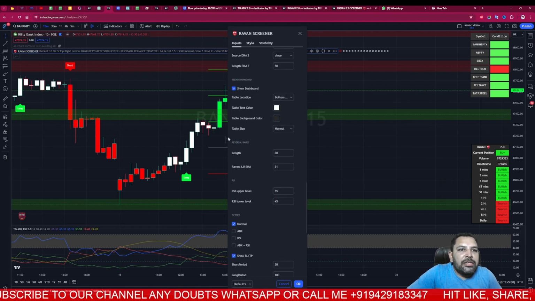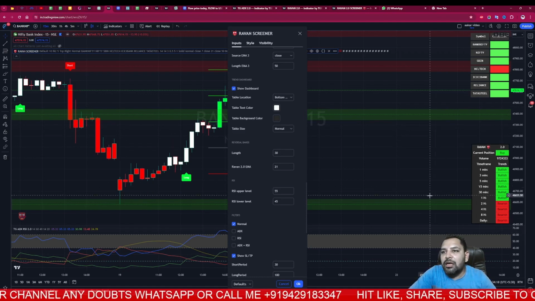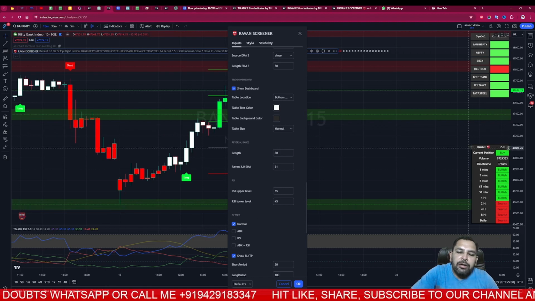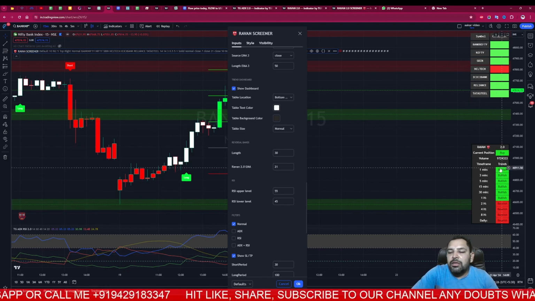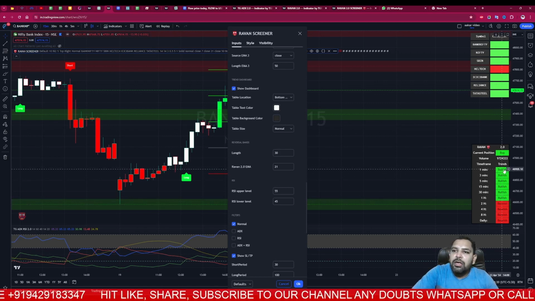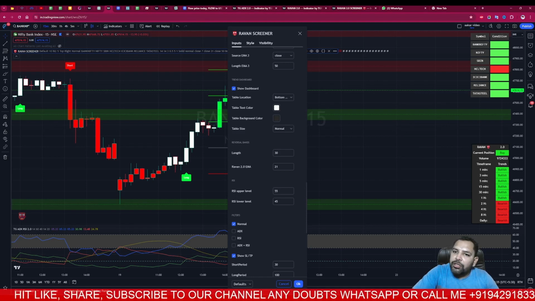Okay, next is the dashboard, which you can see here, the dashboard feature, which was already in the Ravan indicator. In this indicator, what we have changed is that initially it was the default 21 EMA. So if there is a candle above the 21 EMA, it shows bullish, and if the candle is below the 21 EMA, it shows bearish.